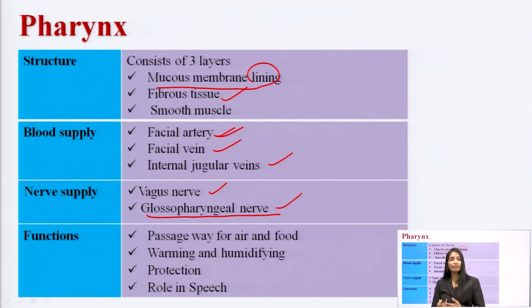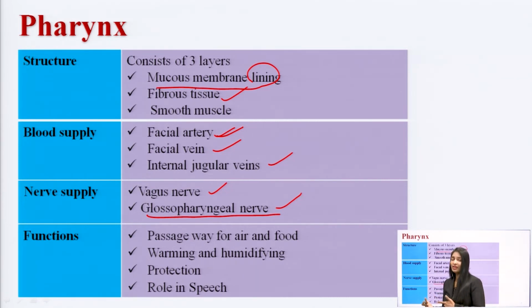And what is the main function of the pharynx? It is a pathway of air and food. So, it is a passage of air and food, and it will warm and humidify, it will protect from dust particles, and it will play an important role in speech. So, these are the most important functions of the pharynx.